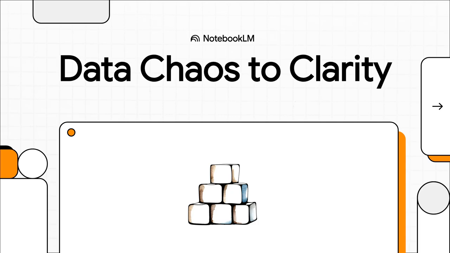Welcome to the Explainer. Today, we're unlocking a really simple but incredibly powerful secret for finding the hidden stories in your data. It's all about turning total chaos into crystal clear clarity.